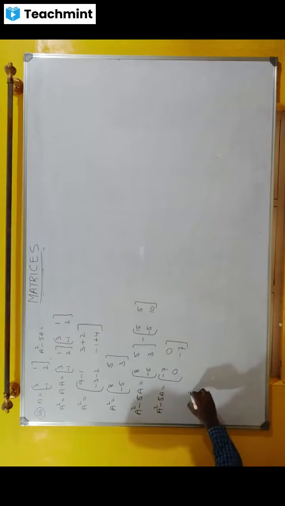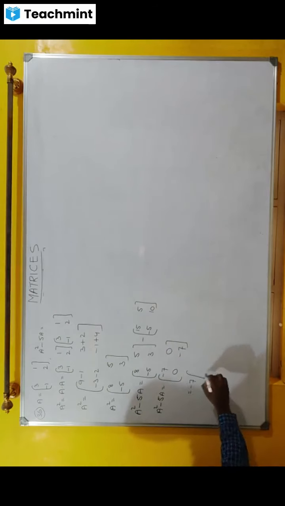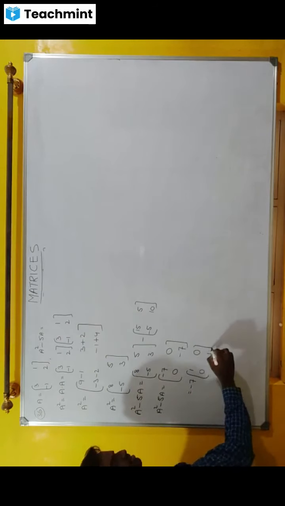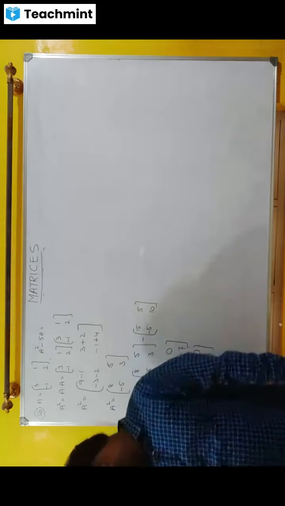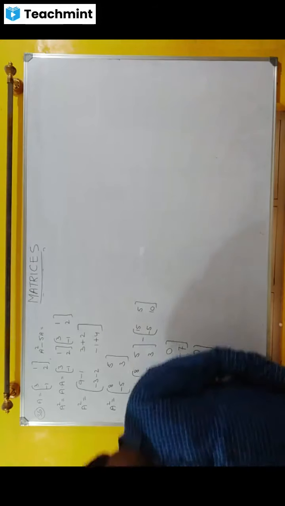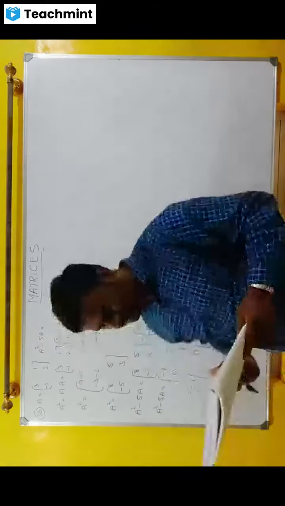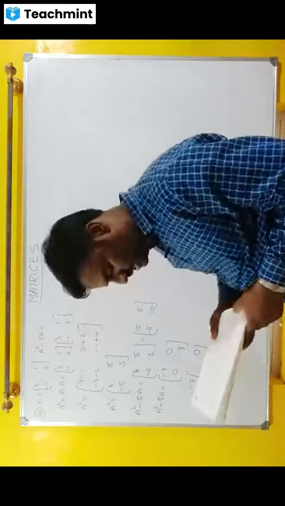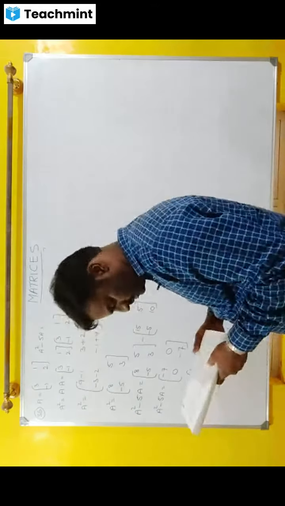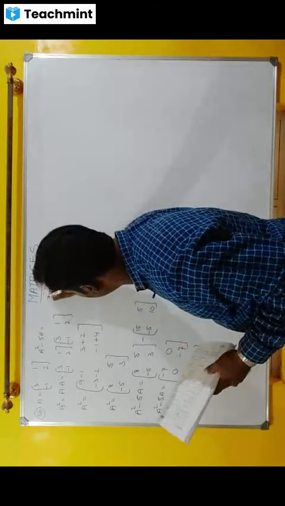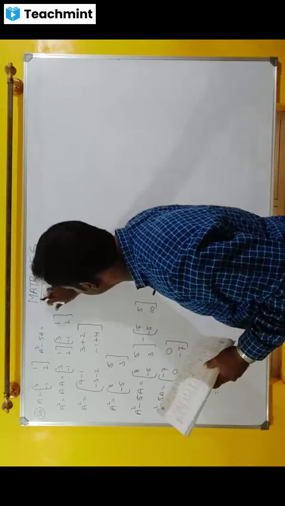I will take minus 7 common. Then what is remaining? [1, 0; 0, 1]. 1 0 0 1 is the identity matrix. Therefore, the final answer is minus 7I, the answer for question number 36. Okay. Next, 37. Already this model question we discussed.